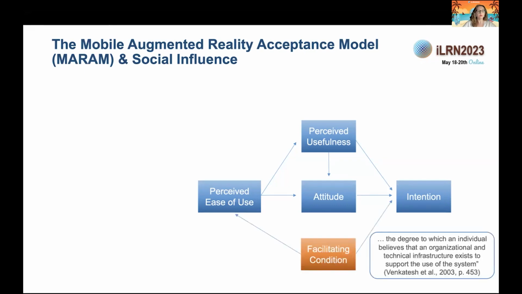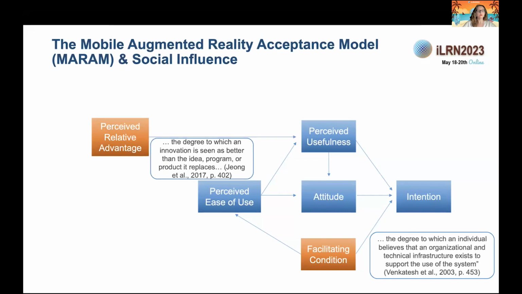The first variable is the facilitating conditions, which is defined as the degree to which an individual believes that an organizational and technical infrastructure exists to support the use of the system. The second variable is the perceived relative advantage, which is defined as the degree to which an innovation is seen as better than the idea, program, or product it replaces.